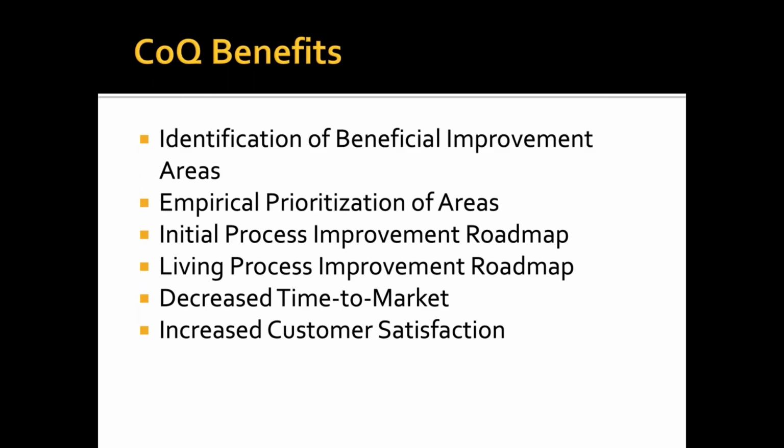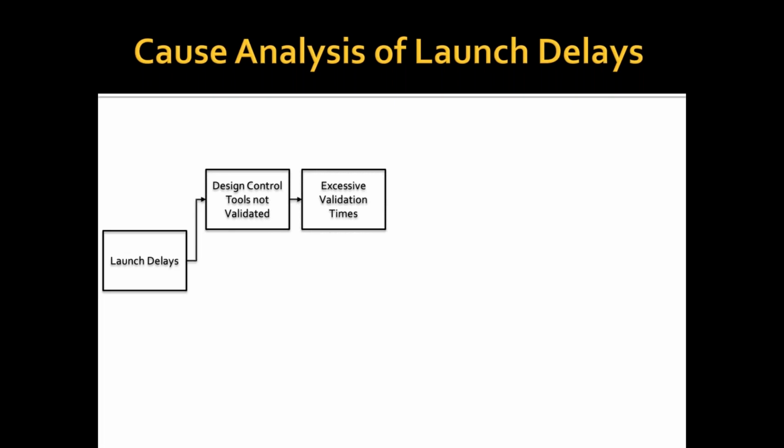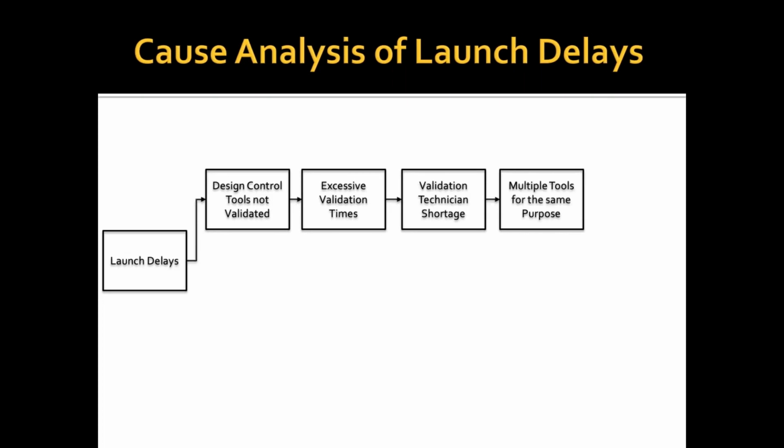Charlie, how have you used cost of quality metrics to significantly improve a process? Okay, glad you asked, Chris. Let's look at an actual medical device client who used the cost of quality solution that we both arrived at. The first issue we looked at was new product delays. From the first root cause, we found that design control tools were not being validated quickly enough. There was a result of excessive validation times, which was a result of validation technician shortages, which was a result of too many tools being used for the same purpose.